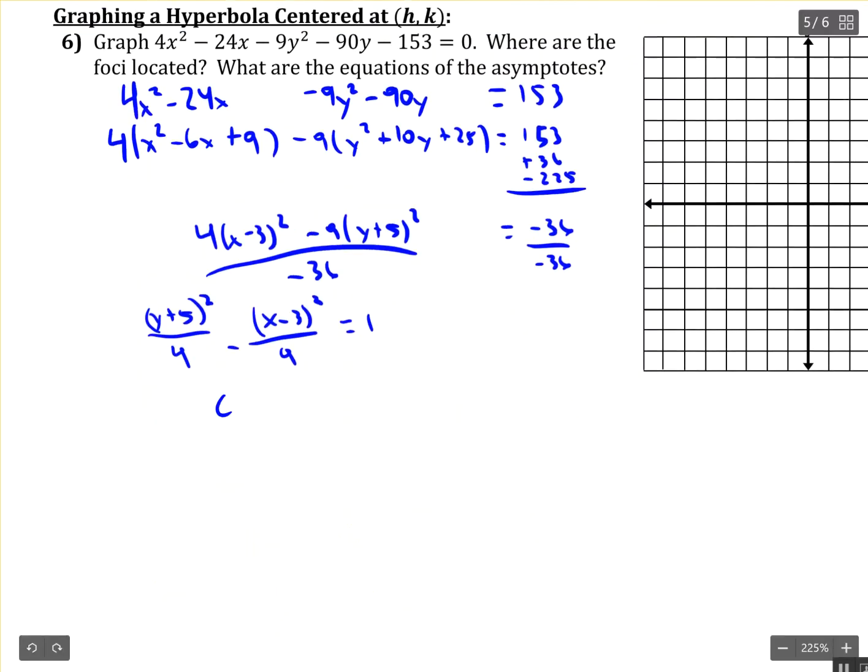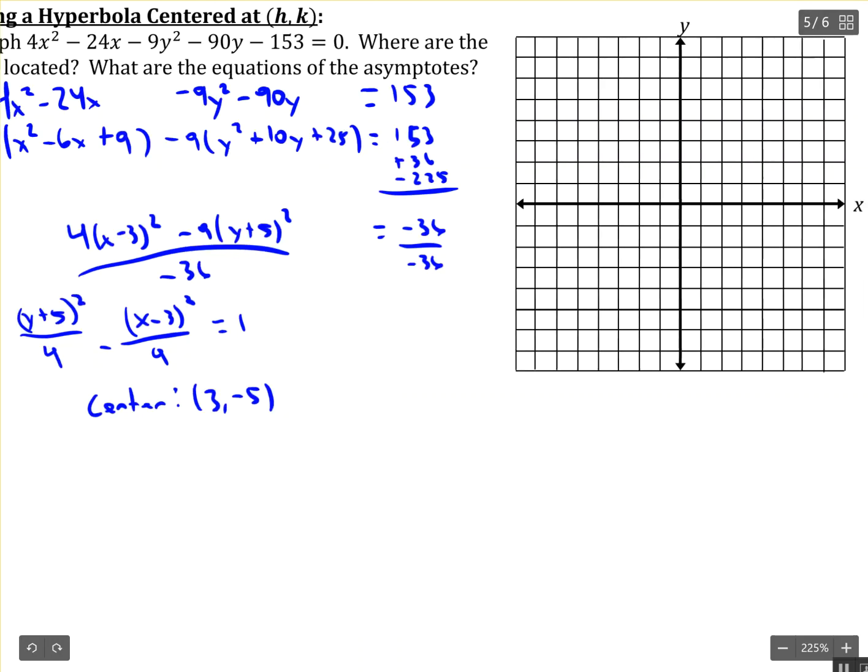So our center is going to be at 3, negative 5. So 3, 1, 2, 3, negative 5. 1, 2, 3, 4, 5. So there's our center. And we're going to go up and down 2. And that's going to be where our vertices are. Remember, bigger number doesn't matter, only what's positive and what's not. And then we're going to go left and right 3 for our box.